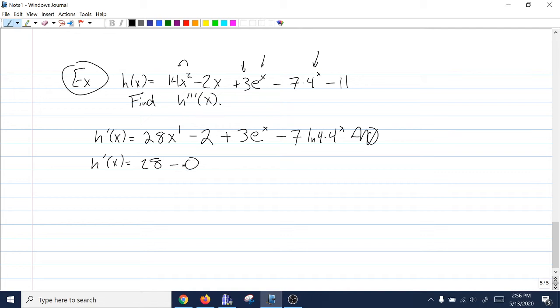This goes away. Plus 3e to the x minus... okay, 7 log 4, 4 to the x. Feels bad. Keep in mind, log 4 is also a constant. 7 log 4, treat this all as a constant out front, the same way this 3e to the x had a 3 out front that stayed out front and we ignored it. We need 7 log 4 times, what's the derivative of 4 to the x?